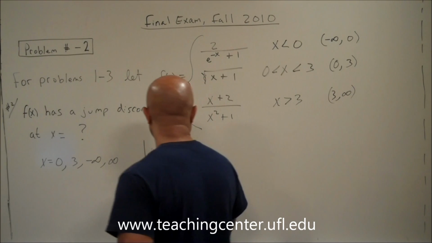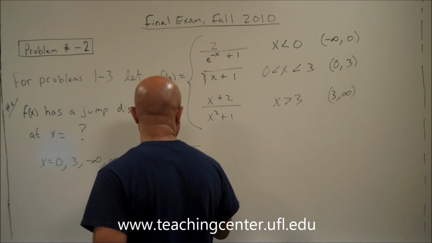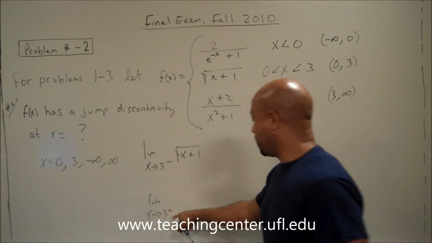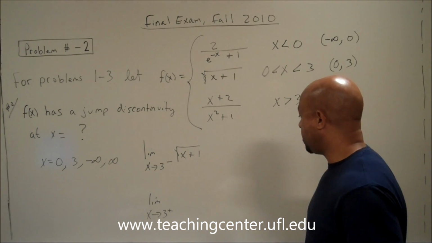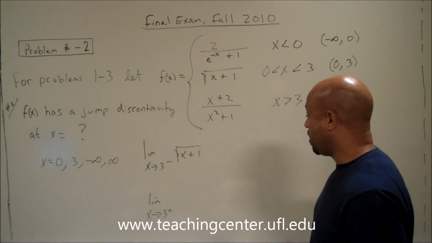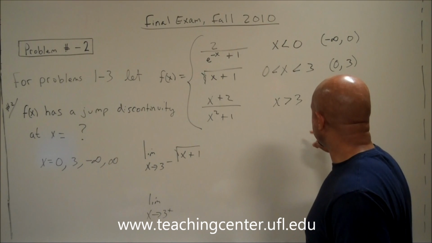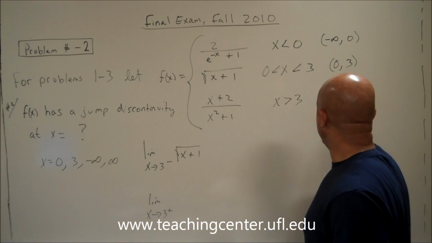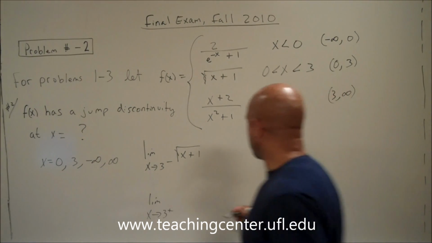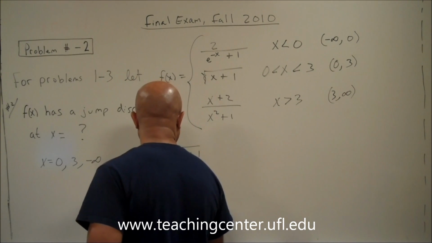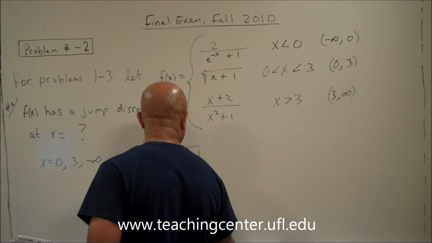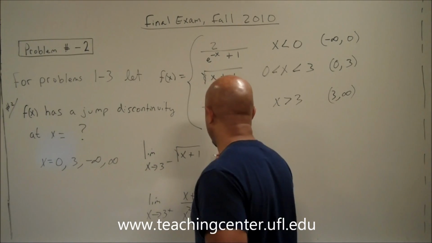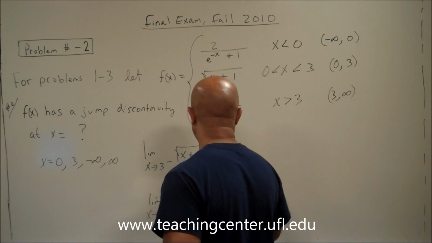So that's going to be the square root of x plus 1. And for this, as x approaches 3 from the right, we need a number that's slightly bigger than 3. So that's going to be in this range from 3 to infinity. So we use this part of the function, which is x plus 2 over x squared plus 1. And we can evaluate these limits through direct substitution.